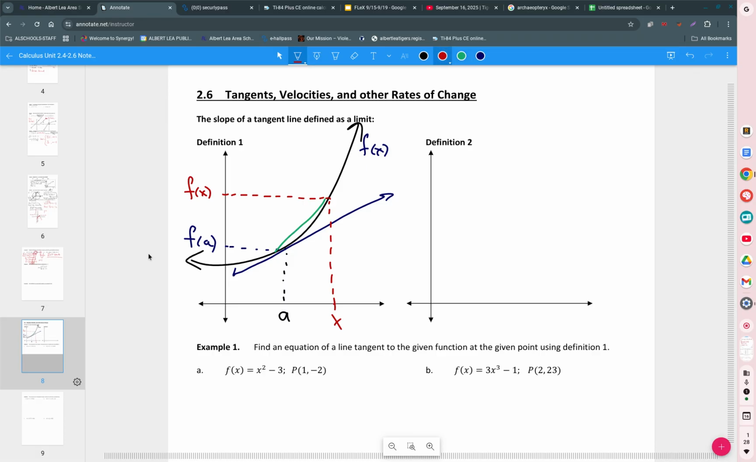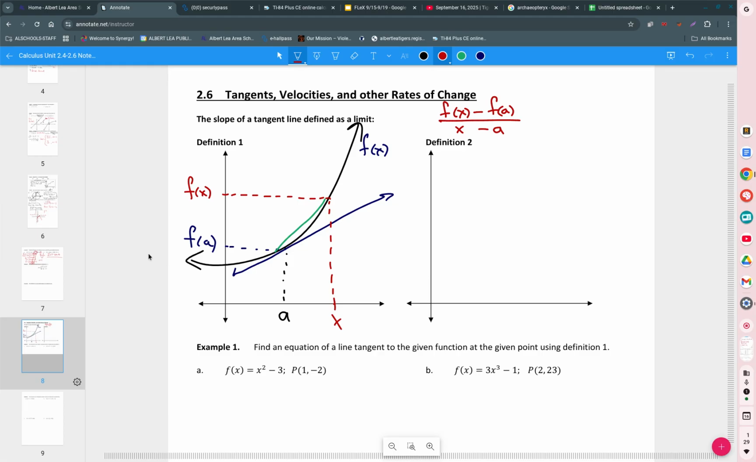Let's find the slope of the secant line. The way we find slope of a line is we do y sub 2 minus y sub 1 over x sub 2 minus x sub 1. Y sub 2 minus y sub 1 over x sub 2 minus x sub 1. Good with that?